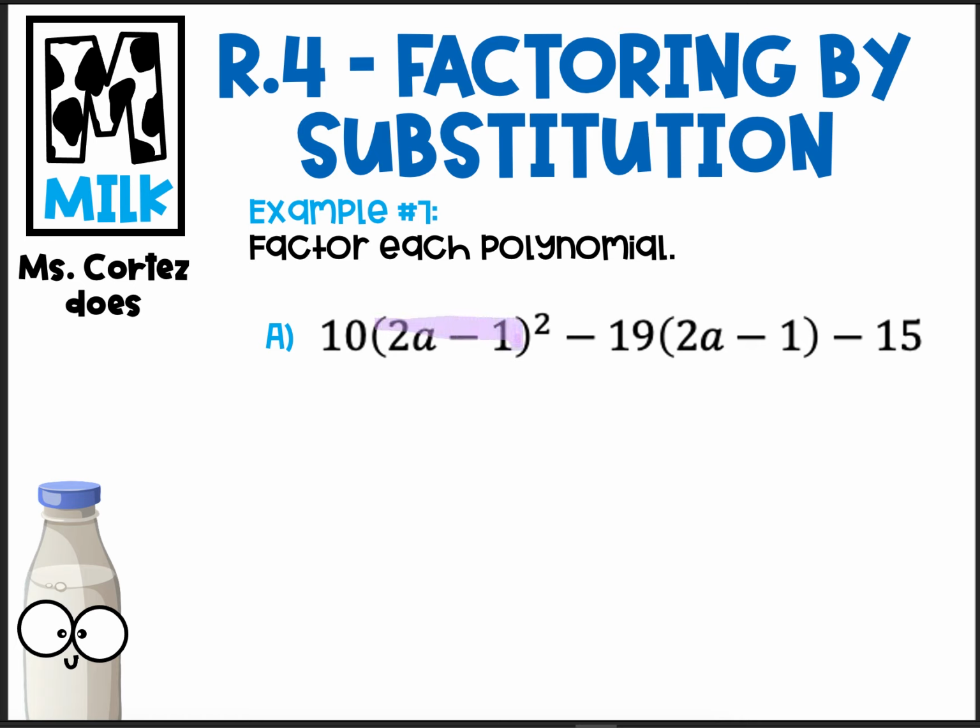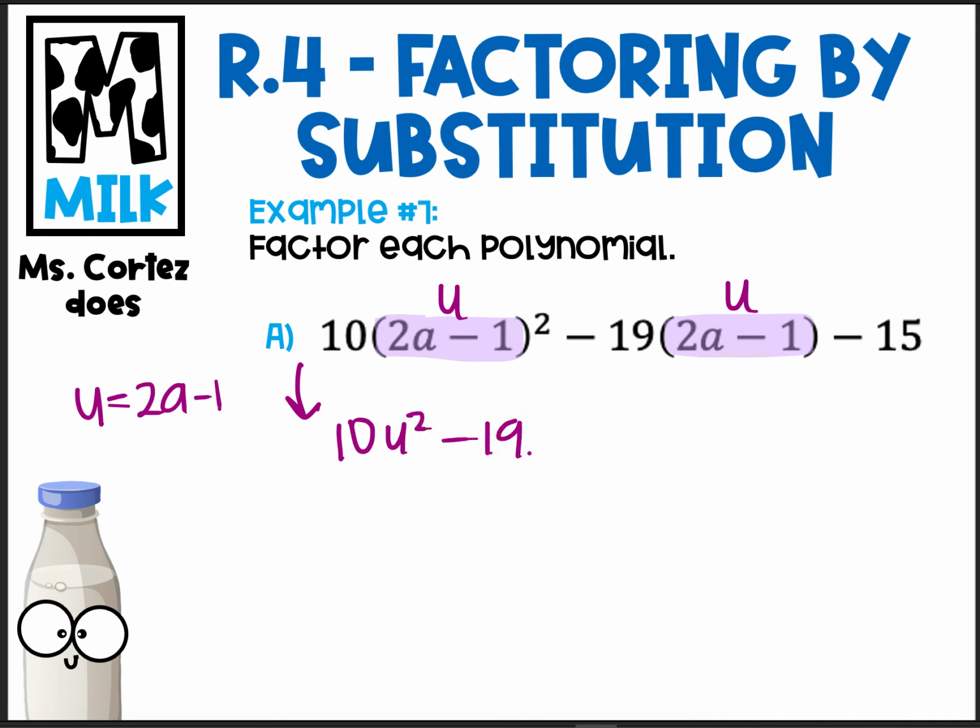If you notice, I have this expression embedded into my polynomial. I can choose any letter. I'm going to choose u because that's a more common letter they use for substitution methods whenever they're doing other mathematical problems. And now let's rewrite it. In this case, I'm going to use u to represent 2a minus 1. When I rewrite it, I will have 10u squared minus 19u minus 15.